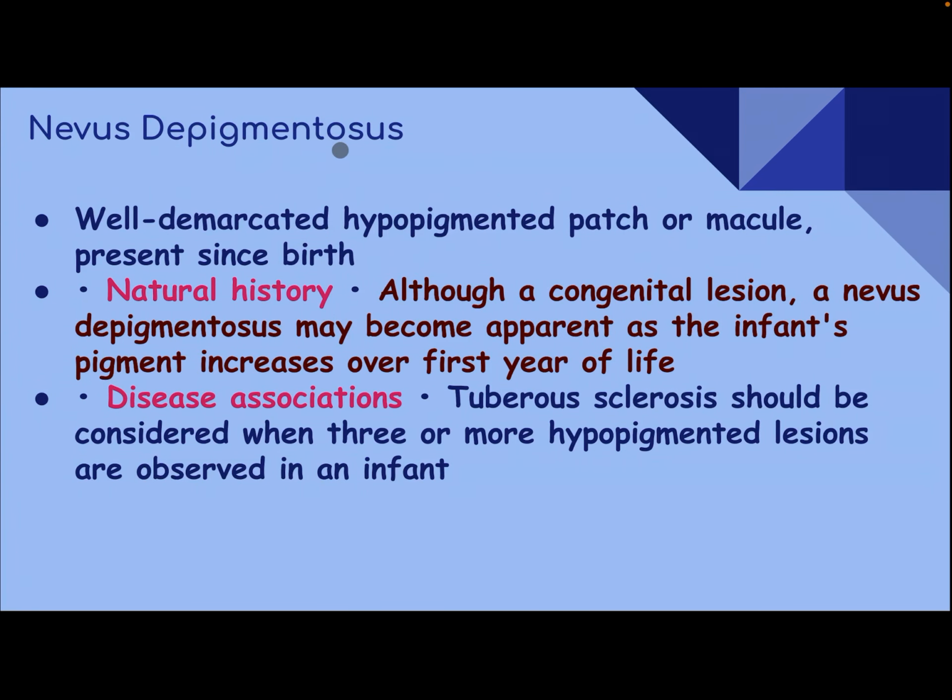Nevus depigmentosus: well-demarcated hypopigmented patch or macule present since birth. Natural history: although a congenital lesion, nevus depigmentosus may become apparent as the infant's pigment increases over the first year of life. Disease association: tuberous sclerosis should be considered when three or more hypopigmented lesions are observed in an infant.